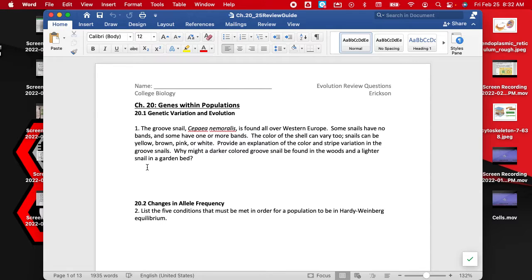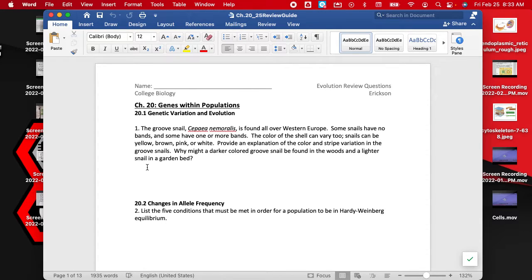So it says the groove snail is found all over Western Europe. Some snails have no bands, some have one or more bands. Color of the shell can vary too. Snails can be yellow, brown, pink, or white. Provide an example of the color and stripe variation in the groove snails. Why might a darker colored groove snail be found in the woods and a lighter snail in a garden bed?